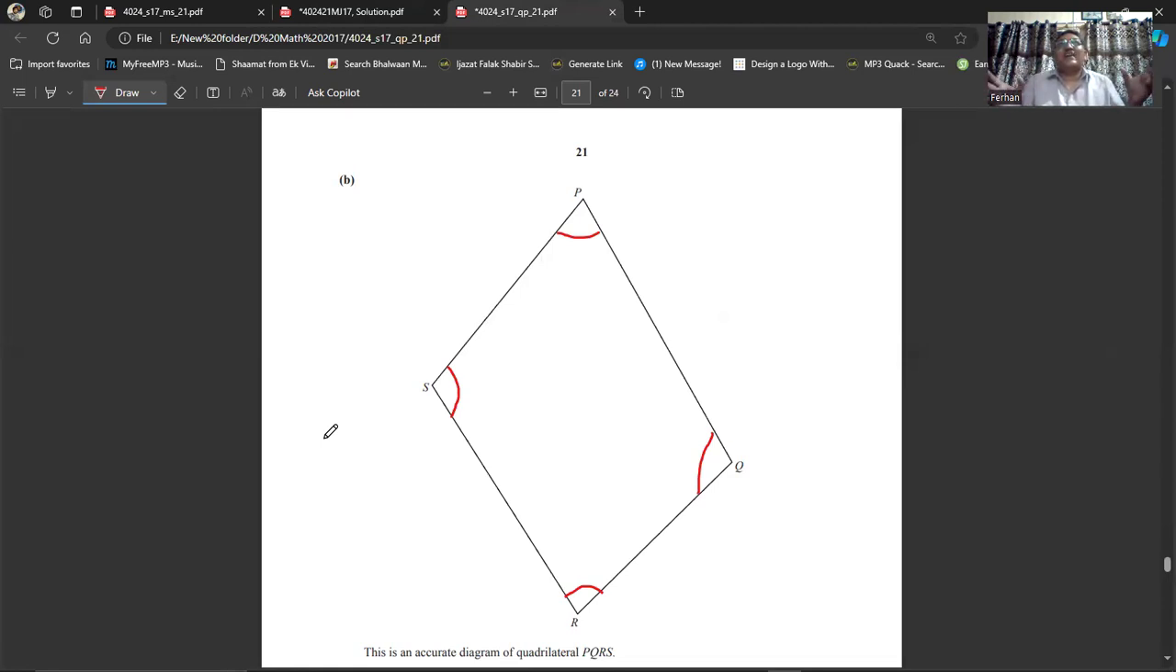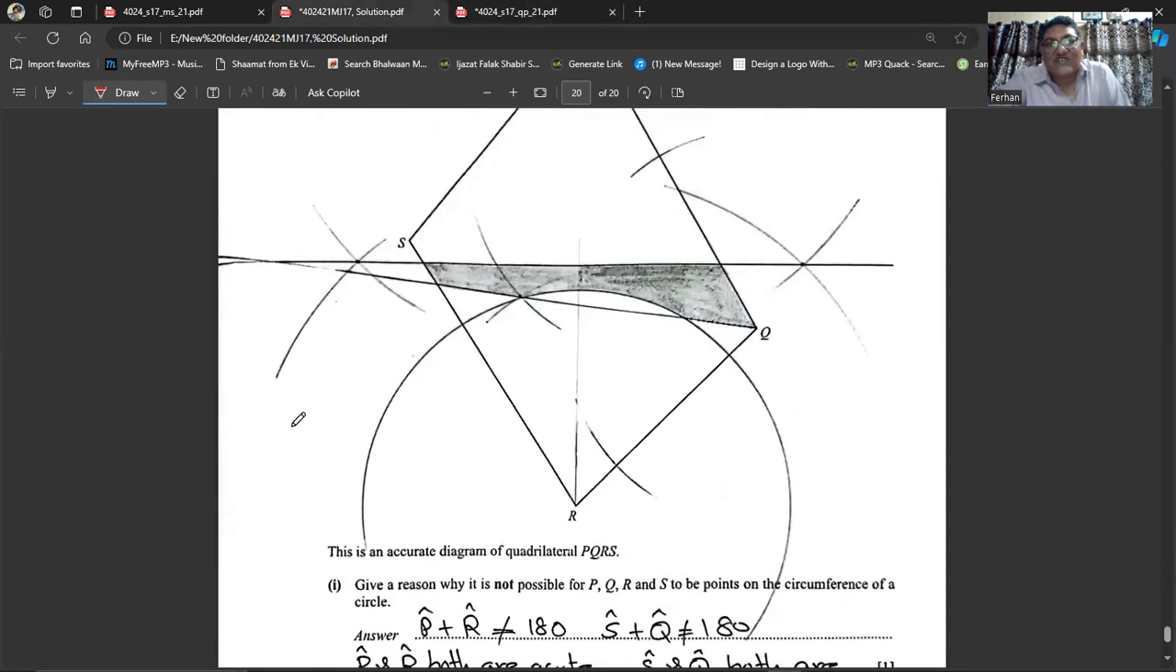If the two angles you are adding are each more than 90, their sum will be more than 180. So angle S and Q, they both are obtuse angles. So their sum will not be 180 degrees. Their sum will be more than 180 degrees. Angle P and R are acute and their sum will not be 180. The sum of two acute angles cannot be 180. So this is not a cyclic quadrilateral.